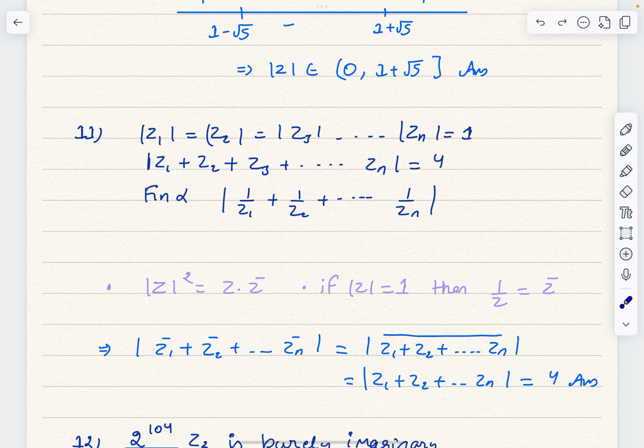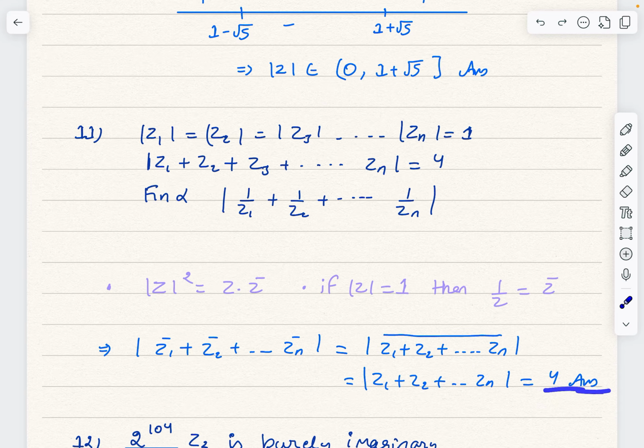See, a very good point here. |z|² if you remember is z times z bar. So whenever |z| is 1, z times z bar will be 1, so they'll be reciprocal of each other. So 1/z we can write as z bar, or 1/z bar you can also write as z. So 1/z1 we can write as z1 bar, 1/z2 as z2 bar, and z1 bar + z2 bar + ... + zn bar we can write as the bar of (z1 + z2 + ... + zn). And |z bar| is equal to |z| only. So this is 4, so this will also be 4.